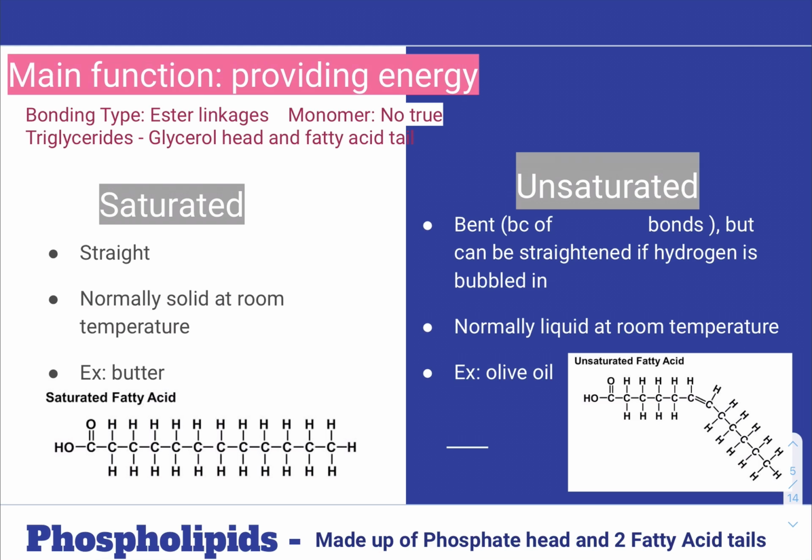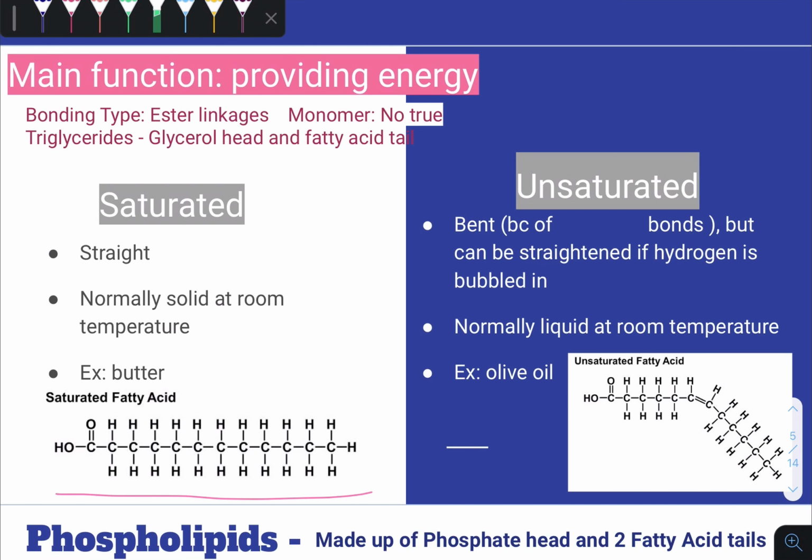The two types are called saturated and unsaturated. Saturated comes in a more straightforward kind of thing. It's completely straight and is completely covered by hydrogens. Because of this straight kind of format, it stacks very, very easily, so at room temperature it tends to be solid like butter.